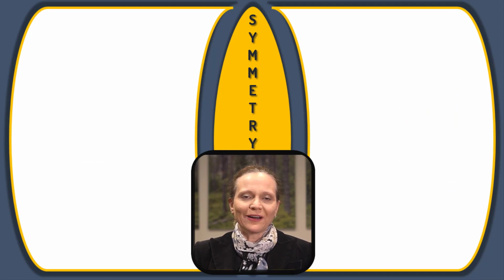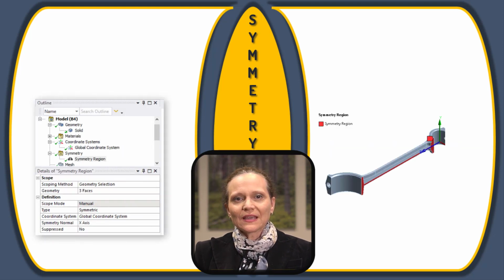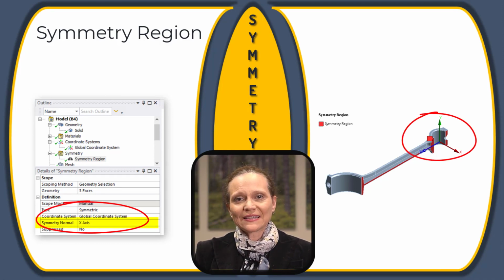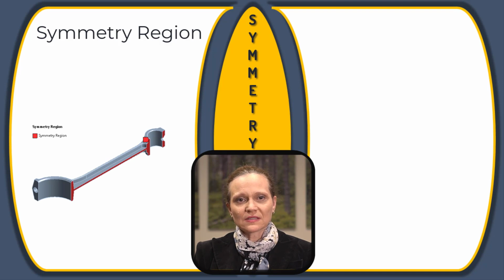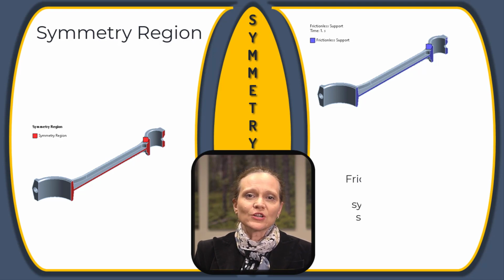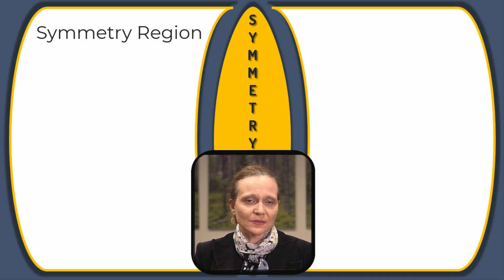Although there are several types of symmetry boundary conditions available in Ansys Mechanical, we will focus our attention in this video on the Symmetry Region feature, which is used for planar symmetry. The symmetry region can be defined based on either the global or local coordinate system, where we specify the symmetry normal direction. It is worth noting that for 3D solid bodies, instead of symmetry region, a frictionless support can be applied on the face lying on the symmetry plane, since a frictionless support also constrains translations normal to the face. However, frictionless support cannot be used as a replacement for symmetry region for line or surface bodies, since in-plane rotations will not be constrained with frictionless support.